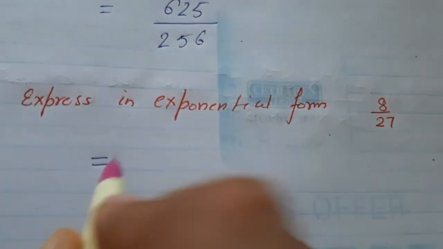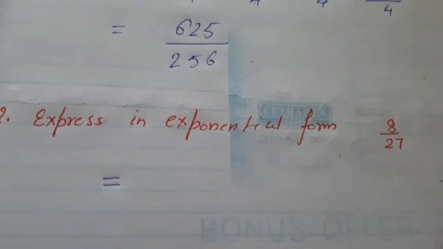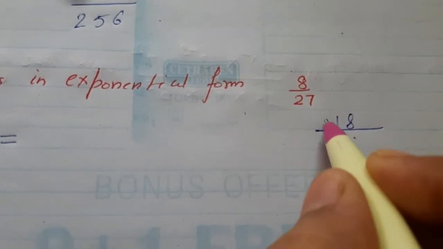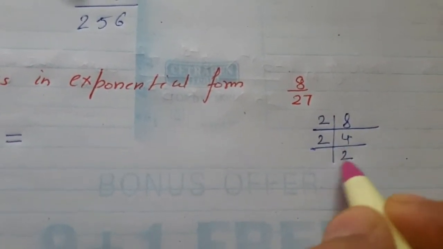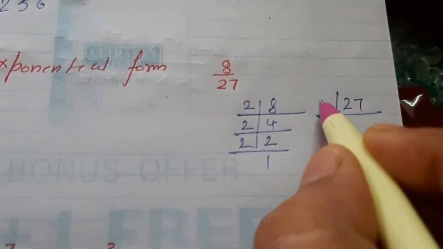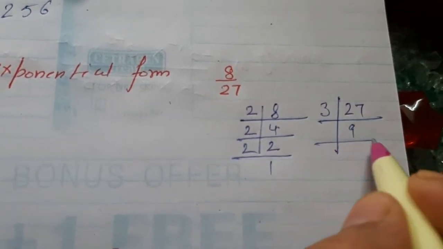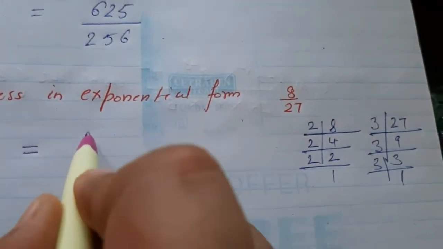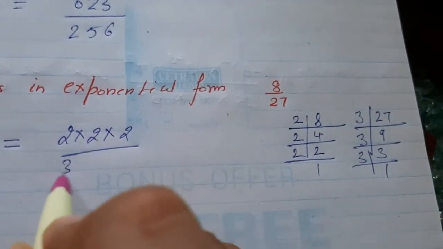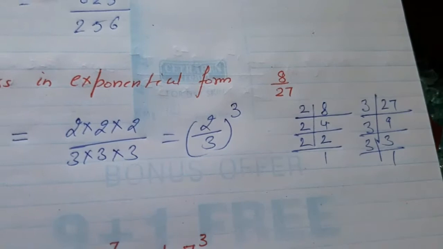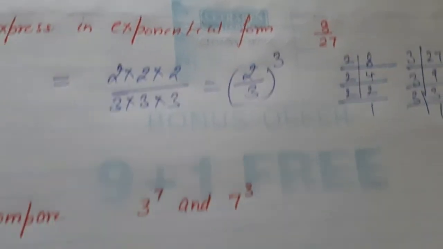Next is express in the exponential form. Now we have to do the opposite, we have to write it in exponents, in powers. So 8 can be written as, first of all you can find out its factors. 2 4s are 8, 2 2s are 4, 2 1s are 2. Similarly for 27 you have to do it differently. 3 9s are 27, 3 3s are 9, 3 1s are 3. So it can be written as 2 into 2 into 2 divided by 3 into 3 into 3, or 2 by 3 raised to power 3. So this is the exponential form.